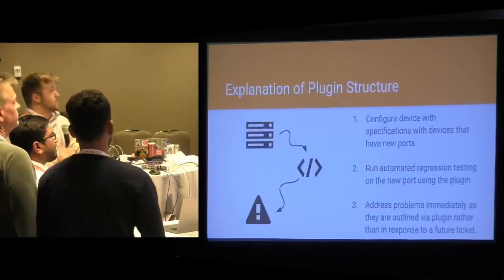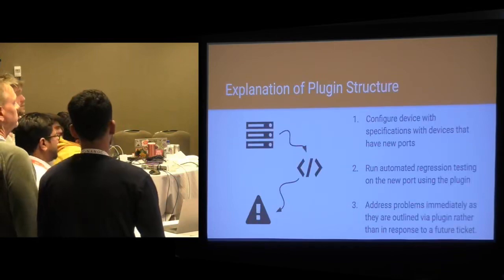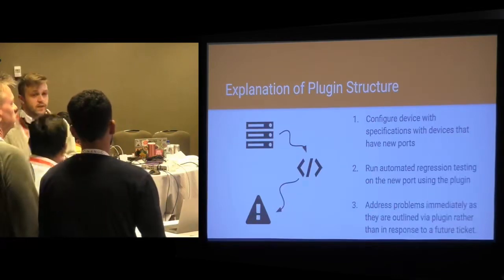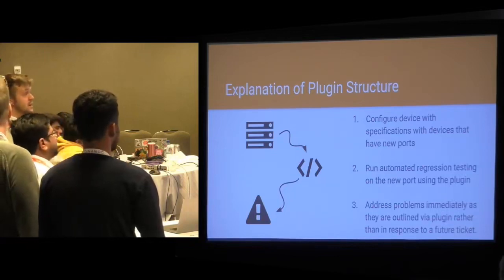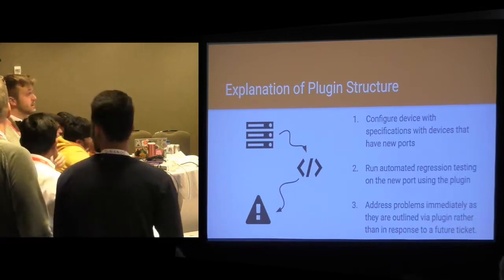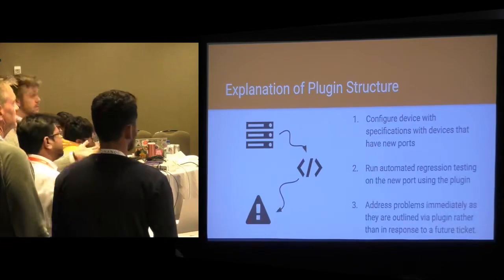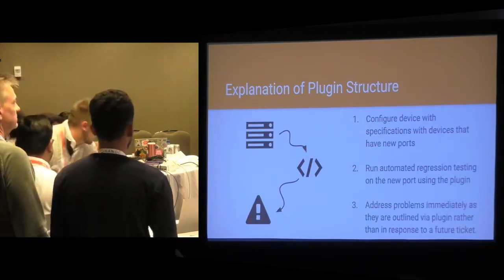And so finally, the structure of this is: you configure a device with specifications, and the devices might have new ports. Then you run this automated regression testing on that new port using the plugin and address the problems immediately rather than in a future ticket.